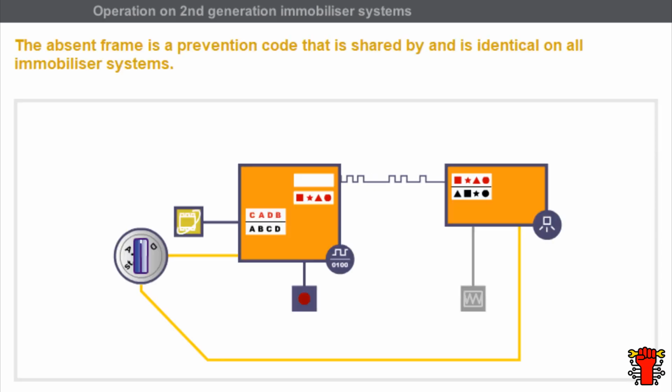The absent frame is a development specific to second-generation immobilizer systems. The absent frame is a prevention code that is shared by and is identical in all immobilizer systems. The injection system interprets this prevention code as prohibiting the engine from starting. It is impossible to start the engine.